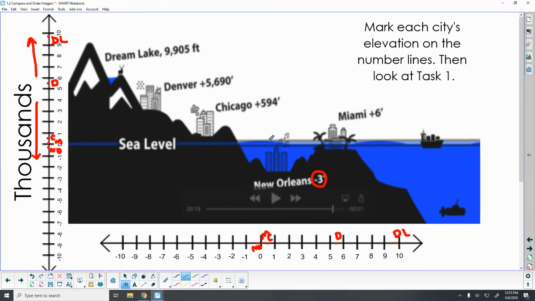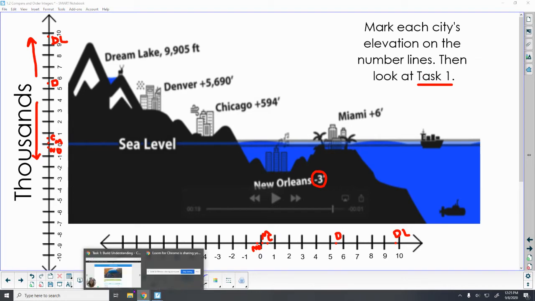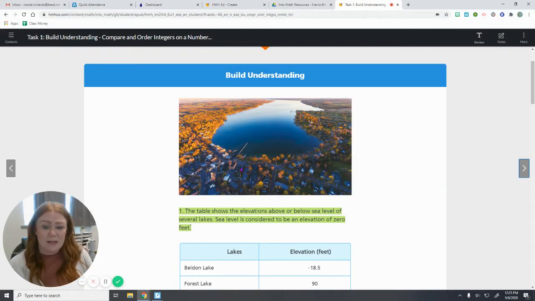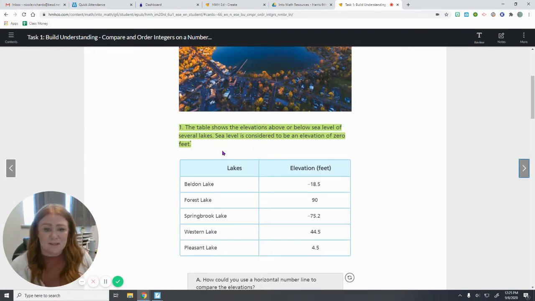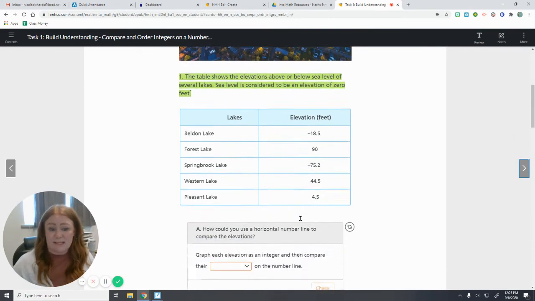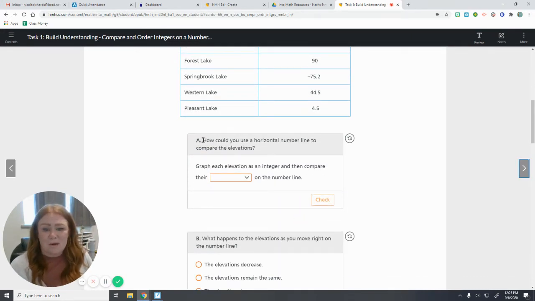So we're going to use this information and what we have learned. We're going to do task 1 now. So this table is showing us elevations above and below sea level for several different lakes. So sea level is 0, so we can see there are several lakes above sea level. We also have Belden and Springbrook Lake that are below sea level. So how would you put these on a horizontal number line to compare their elevations?